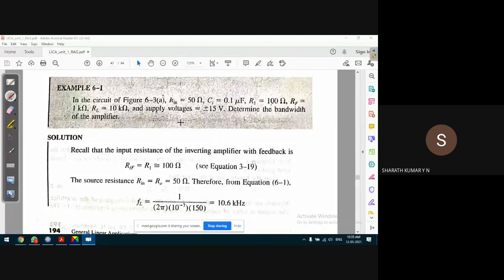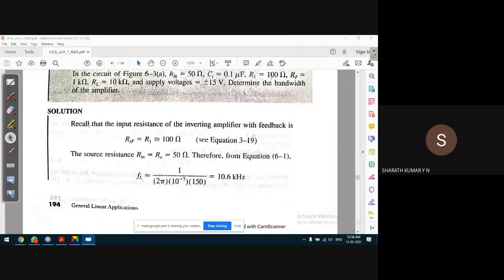Let's take one simple example. Input resistance R_in is 50 ohms, C_I is 0.1 microfarad, R1 is 100 ohms. This is for an inverting amplifier. R_F is 1 kilo ohm, and R_L, the load resistance, is 10 kilo ohm, and the supply voltage is plus or minus 15 volts. Determine the bandwidth of the amplifier. So for the bandwidth, we need F_L and F_U.